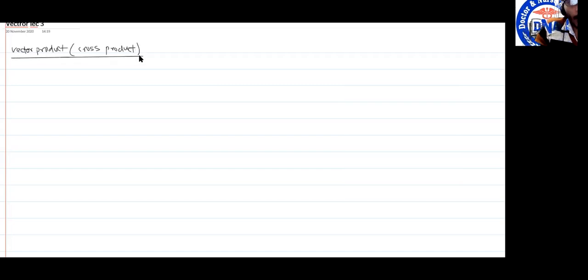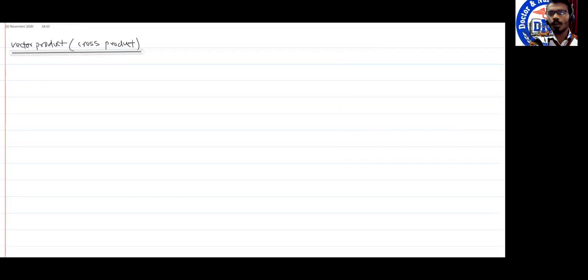Suppose you want to calculate the torque. You will understand that something rotates because of torque. When you apply a force on a body, the body translates. Suppose you push or pull something, the body will translate. But if you want to rotate something, you have to apply some torque. We will discuss torque when we study rotational mechanics.